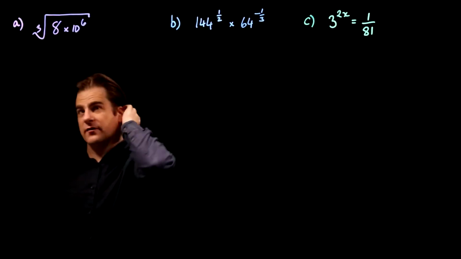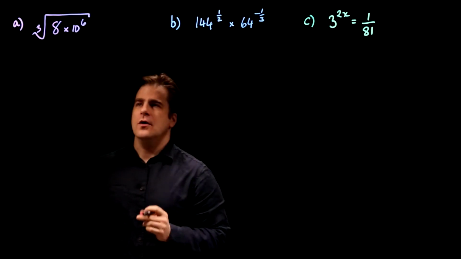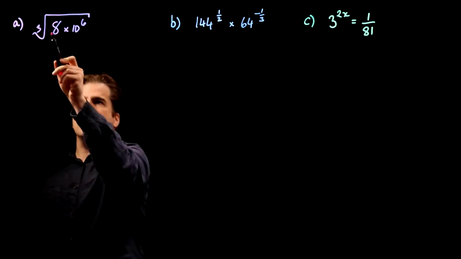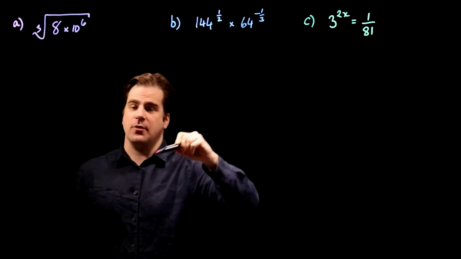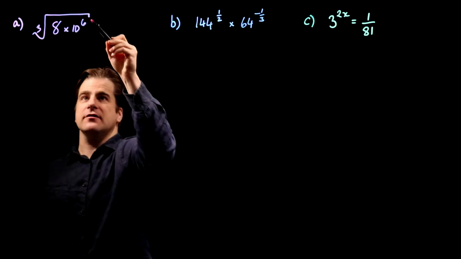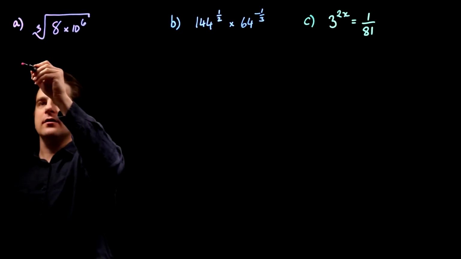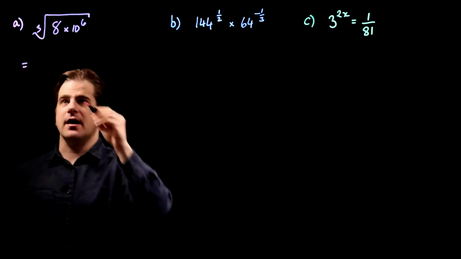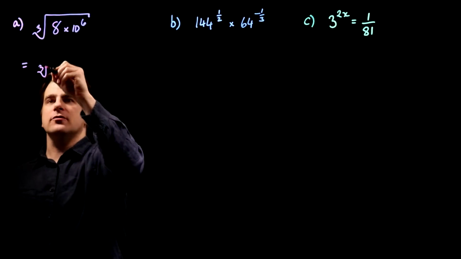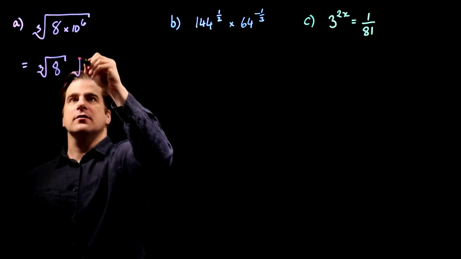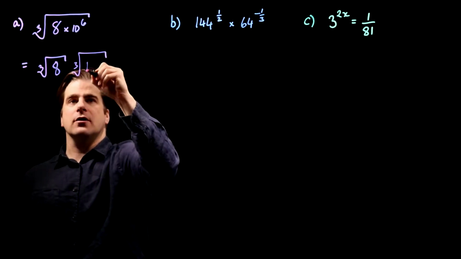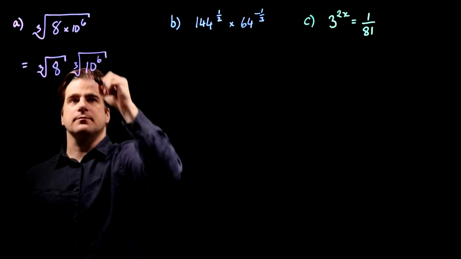Okay, cubed root of 8 times 10 to the 6. Well, you can split up a cubed root or a square root sign, whatever this thing, and rewrite it like this. That's the same as the cubed root of 8 times the cubed root of 10 to the 6. Okay?